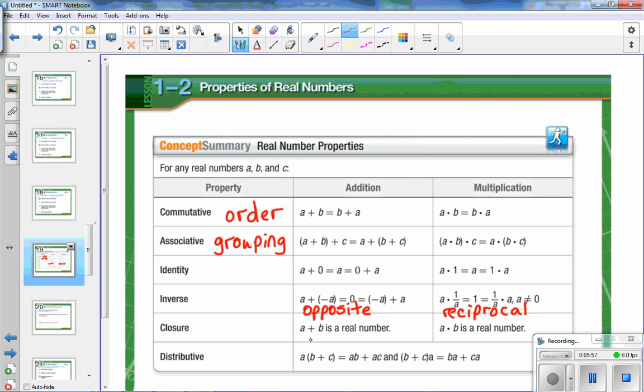Closure just says that if you add two real numbers, you get a real number. And if you multiply two real numbers, you get a real number. And the last one here is the distributive property.